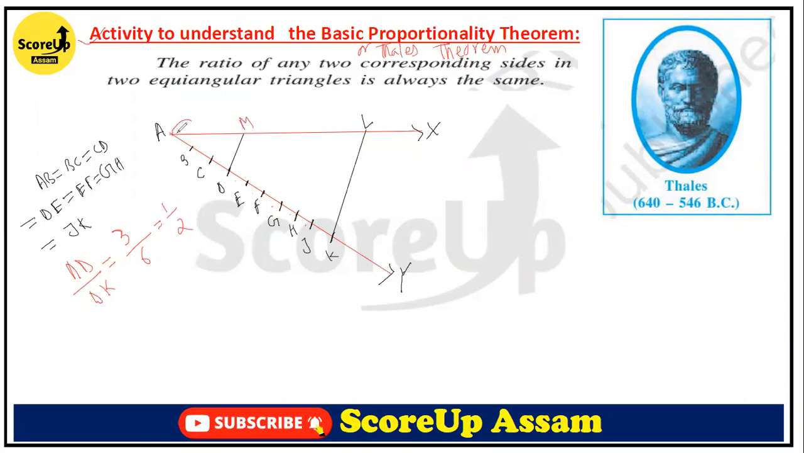Now, suppose this point is M. If we measure the length of AM by scale and length of ML, you will see that it is also maintaining this 1/2 ratio. AM by ML is 1/2. That means this side is also maintaining this ratio. This is the activity which we have done to understand the basic proportionality theorem or Thales theorem.